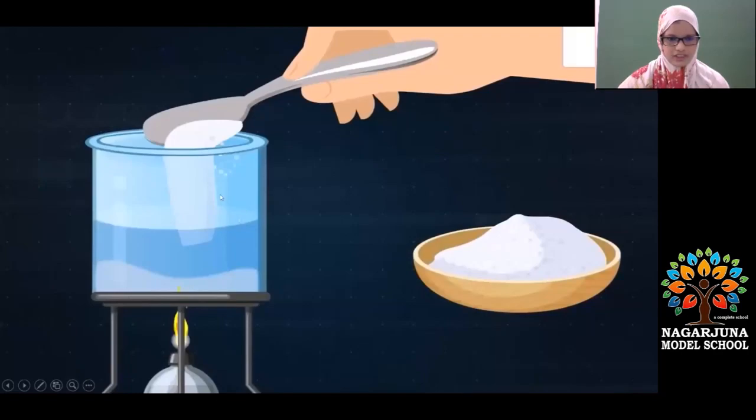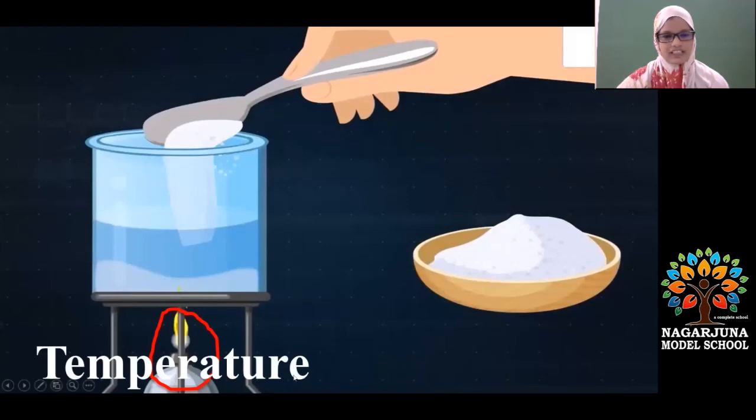So here we have a beaker full of water. What is this? Yes, it is salt which is not dissolved in this beaker full of water. And he is adding one more spoon of salt in this beaker full of water. Can we dissolve this salt in this water? Yes. How? By increasing its temperature. By increasing the temperature, we can dissolve this undissolved salt in this beaker. So, what does it mean? Temperature affects the rate of dissolving.